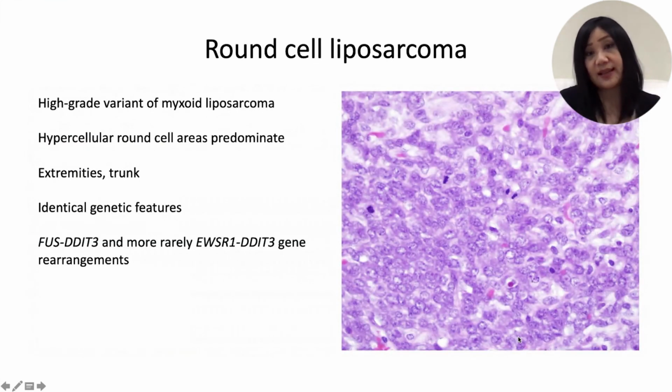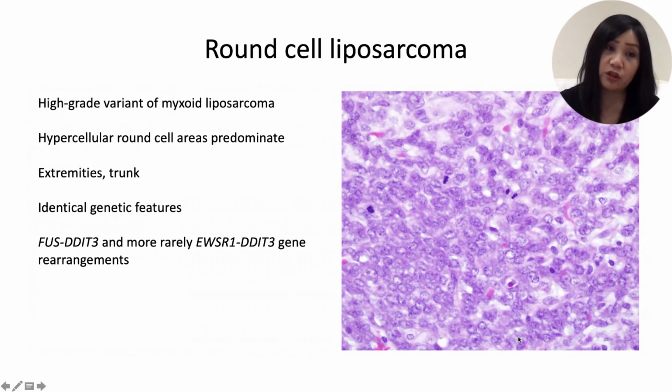And we'll just sail through some other round cell sarcomas. Round cell liposarcoma, now known as high-grade myxoid liposarcoma. I'm just putting this in because we often forget that round cell liposarcoma can be diffusely round cell, in which case we can mistake it for Ewing or other round cell sarcomas. And in these, we can see the hypercellular round cell areas predominating. Let's remember the clinical picture.